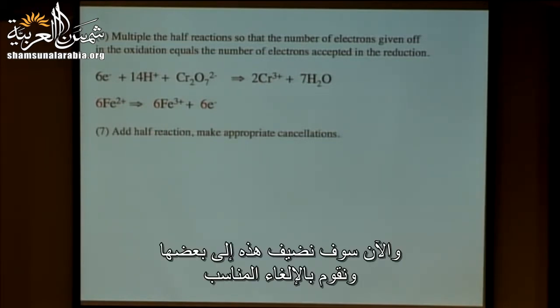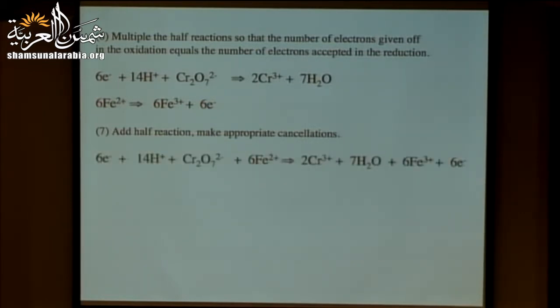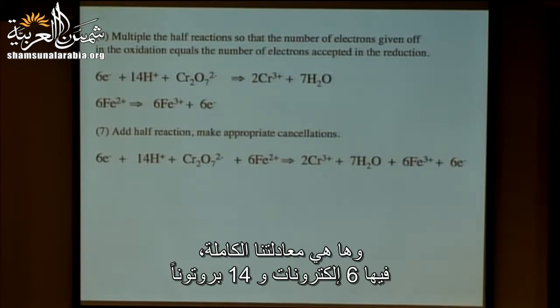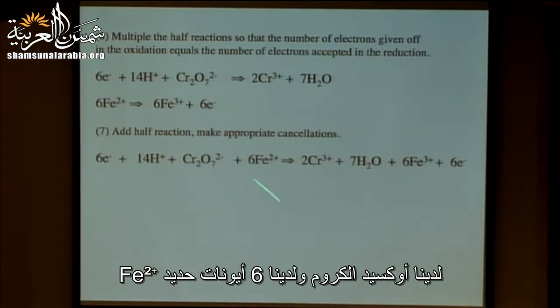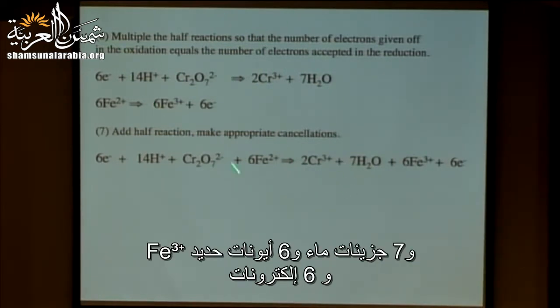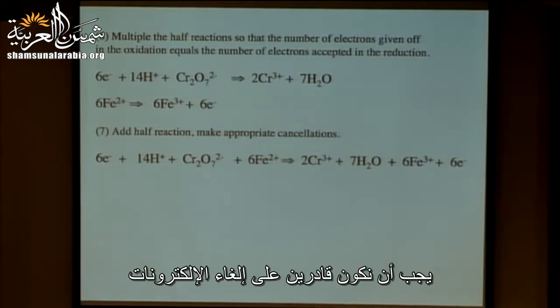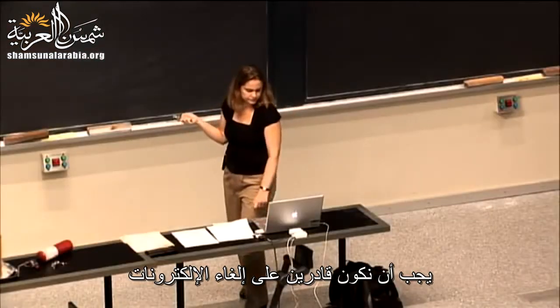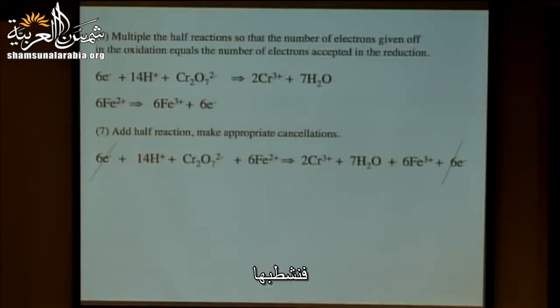And now we're going to add those together and make the appropriate cancellations. So here is our overall equation. We have the 6 electrons, the 14 protons, our chromium oxide compound, and the 6 iron 2 pluses. On the other side, the 2 chromium 3 pluses, the 7 waters, the 6 iron 3 pluses, and the 6 electrons. So we should be able to cancel the electrons. So we cancel those out.